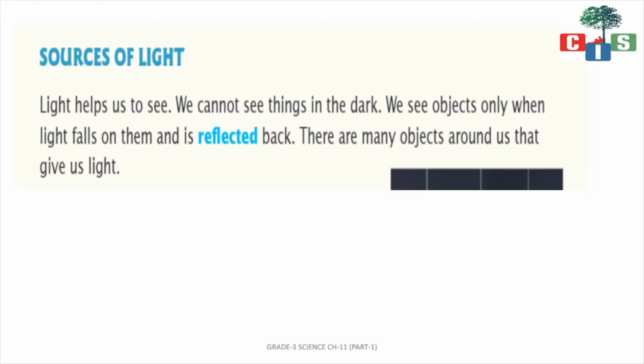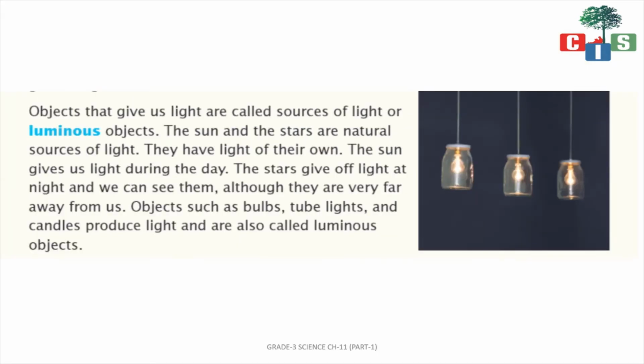A very important line is written: we can see an object only when light falls on it and is reflected back. Suppose there is an apple. If light falls on the apple and is reflected back, meaning it comes back, then and only then are we able to see the object. Now let us see it further.